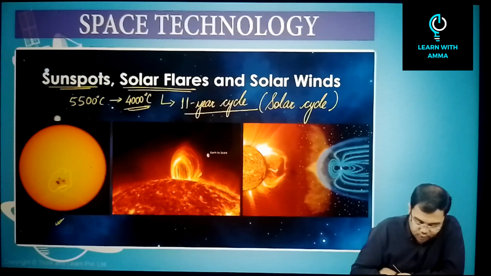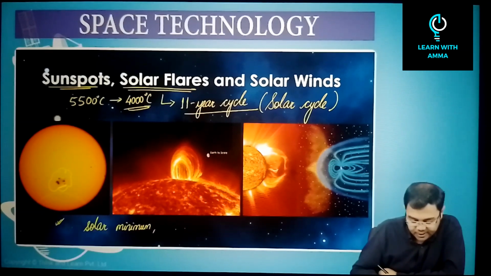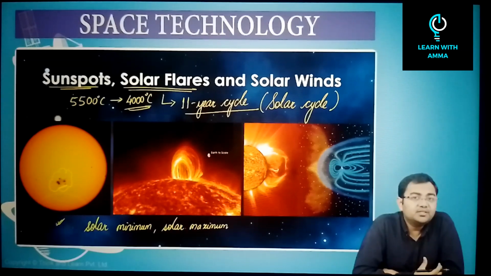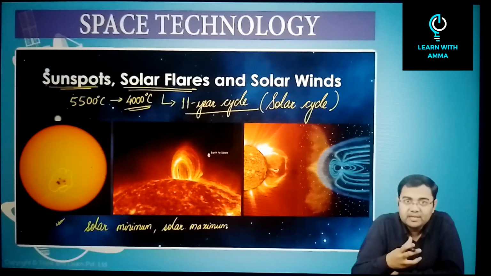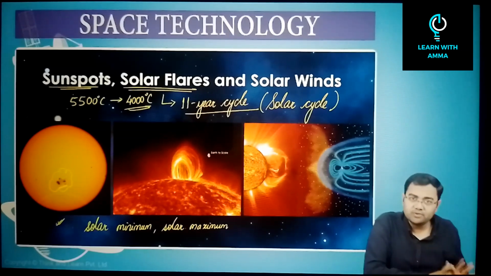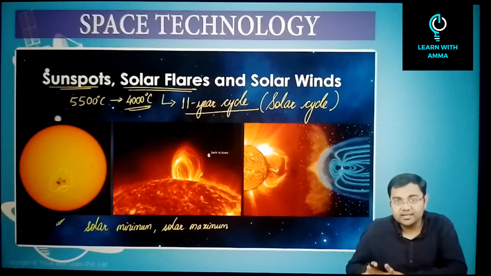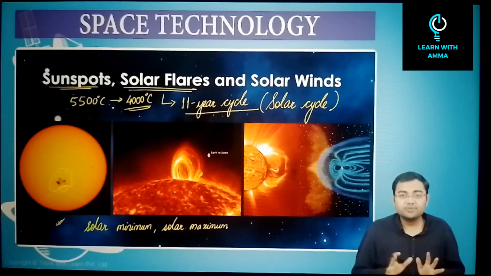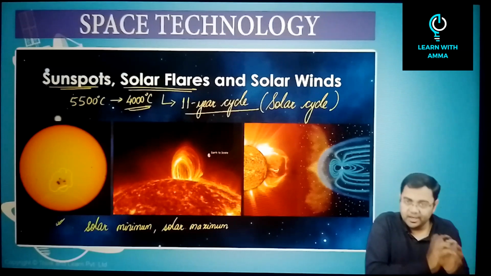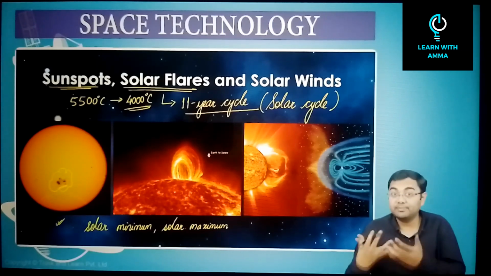One is called solar minimum, and then you have the concept of solar maximum. Whenever you have solar minimum, the activities of the sun are minimal. That is, the number of sunspots will be the least, and the number of solar flares will be the least. So all these things will be very calm. This calmness is called solar minimum. Then after that you have solar maximum.